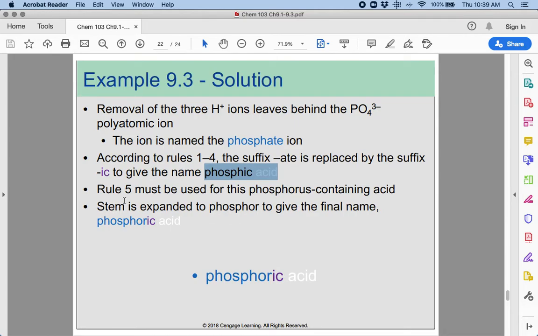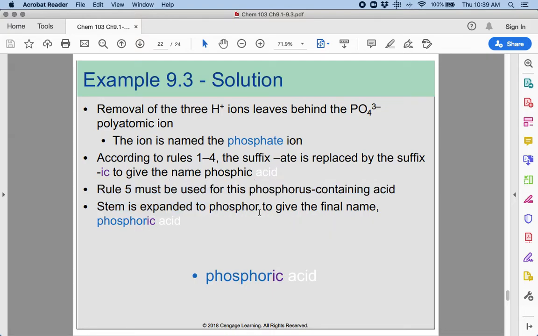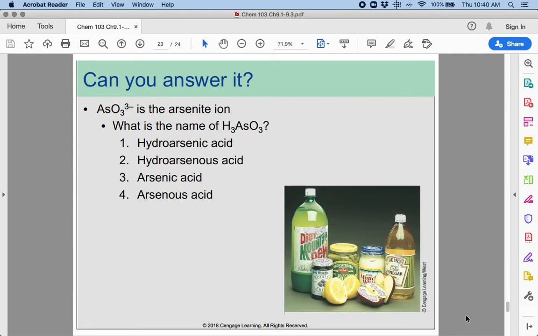Now, phosphorus has kind of its own little weird rule. Rule 5 talks about phosphorus-containing compounds. We actually name them like this. We say phosphor instead of phosphic. So this would be phosphoric acid. Rule number 5 is a very slight, grammatical rule at this point. So just be aware of it as you're moving through your compounds.